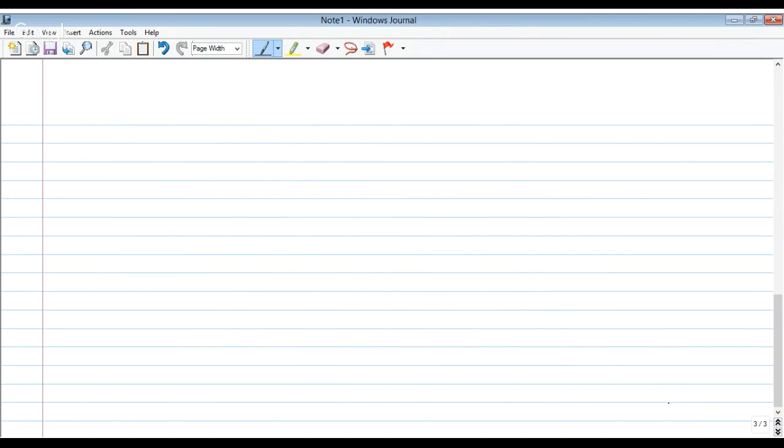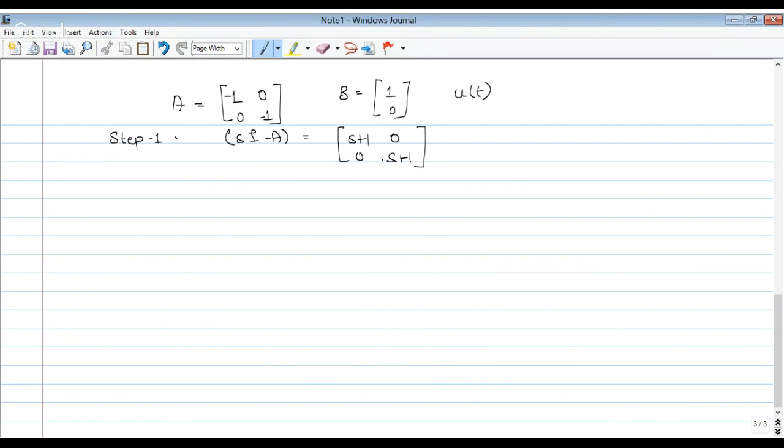If you want to understand how we can use this, let me take a simple matrix: A equals minus 1, 0, 0, minus 1, and B equals 1, 0. I am taking a unit step input. So the first step would be sI minus A. This will now become s plus 1, 0, 0, s plus 1. What about (sI minus A) inverse? For a diagonal matrix, it is directly the reciprocal of the diagonal elements.